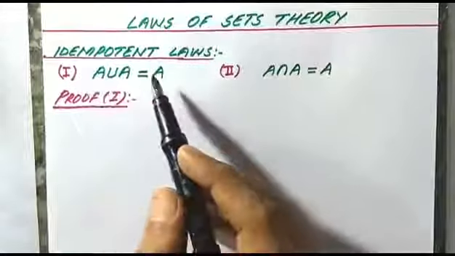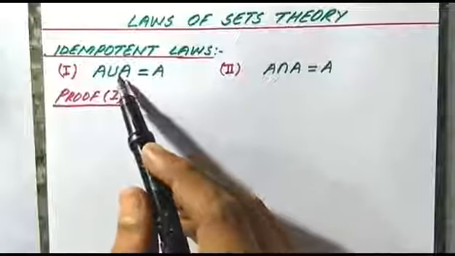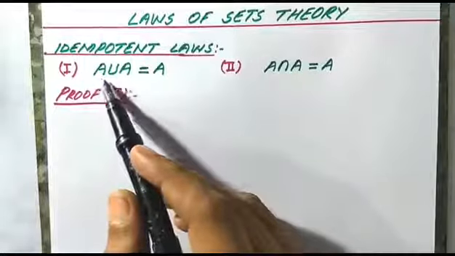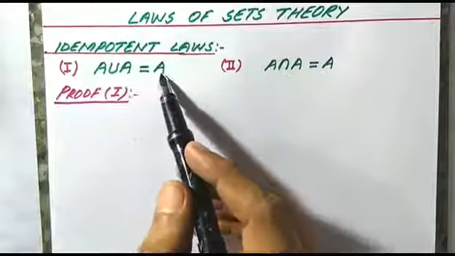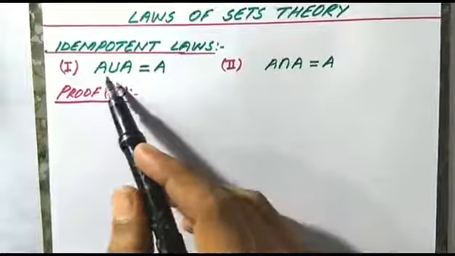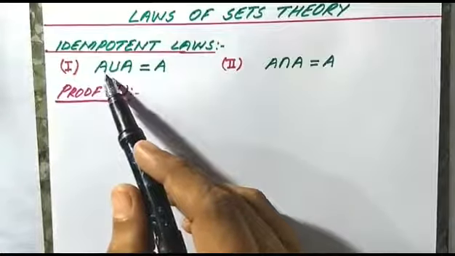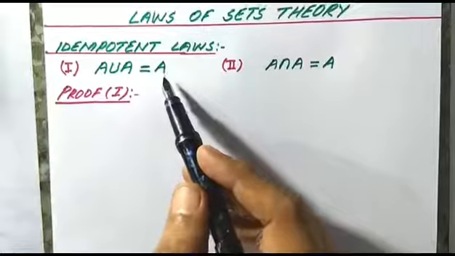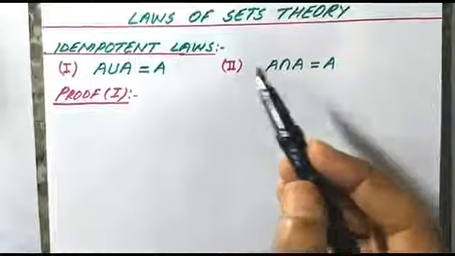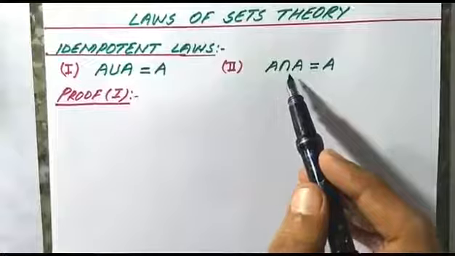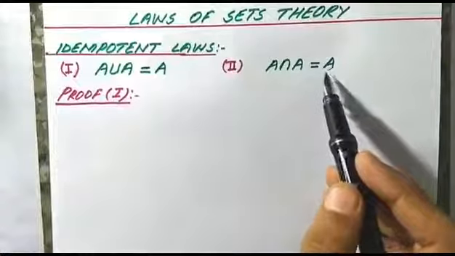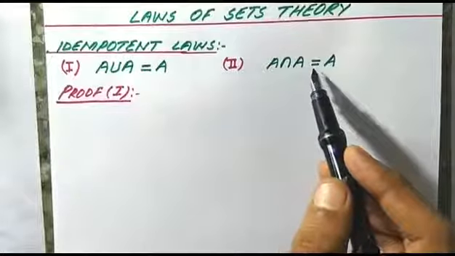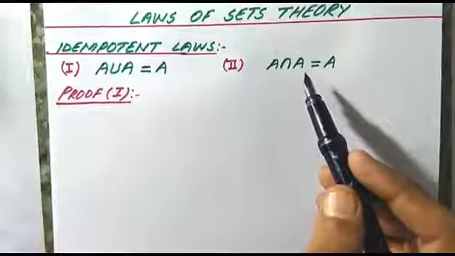There are two laws. One is A union A is equal to A. Set A union set A is equal to A. That is, if we take union of a set with itself, the result is the set itself. And the second idempotent law is A intersection A is equal to A. That is, if we take intersection of any set with itself, the result is the set itself.